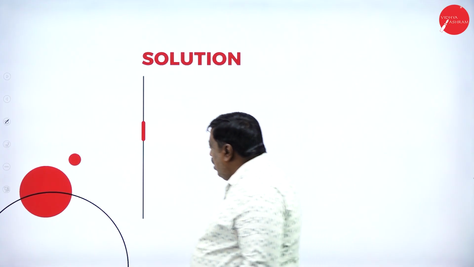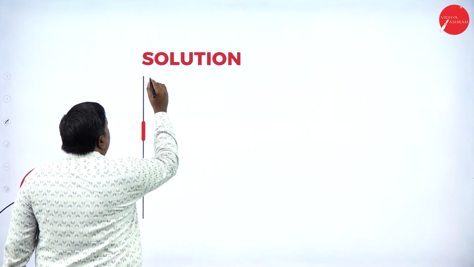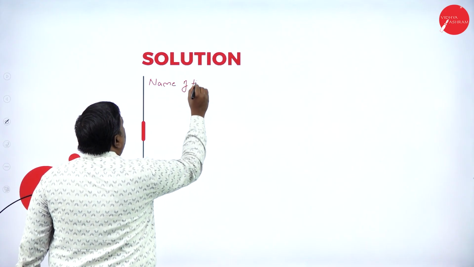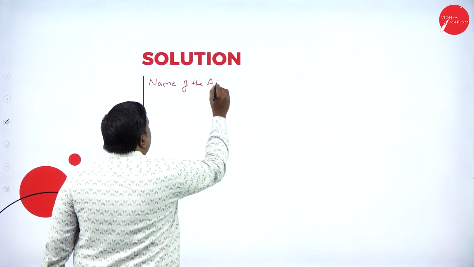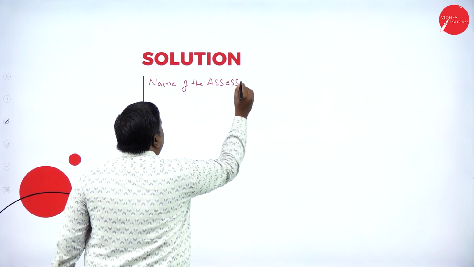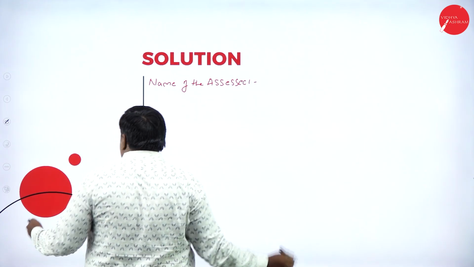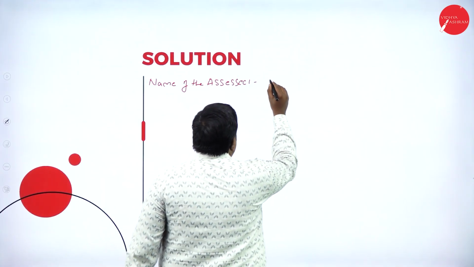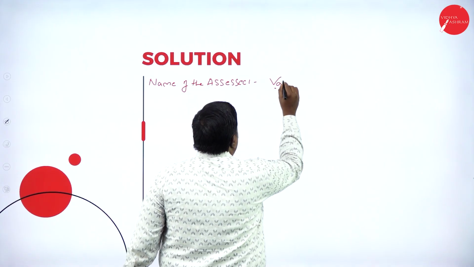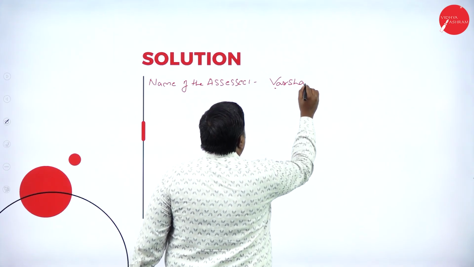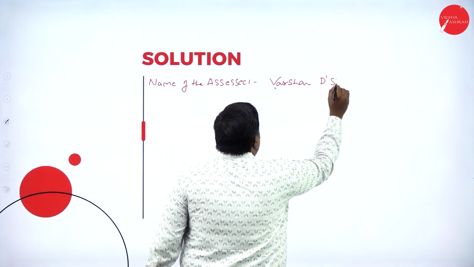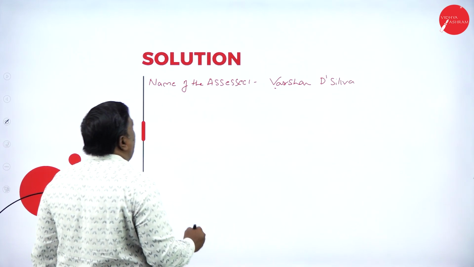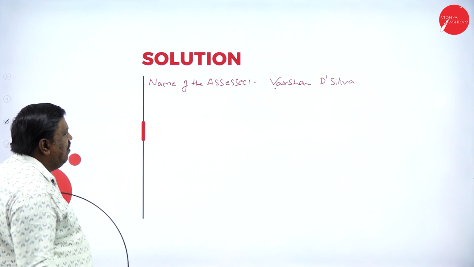Now, solution. What do we have to write first here? Name of the assessee. This is the first part we have to write here. So what is the name of the assessee? Name of the assessee is nothing but Varshan De Silva.